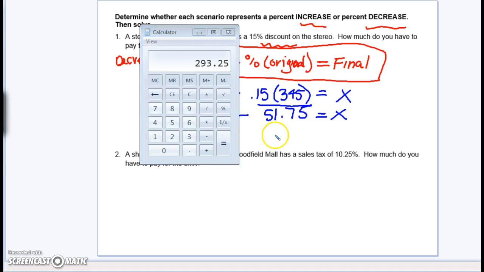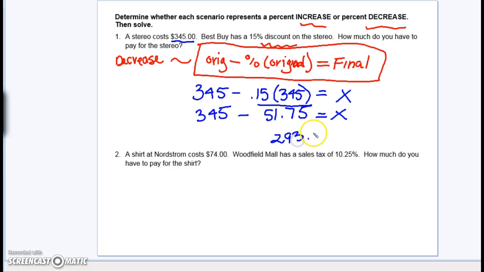So $293.25, and this is money. Okay? So $293.25 is how much this stereo is going to cost me after that discount.